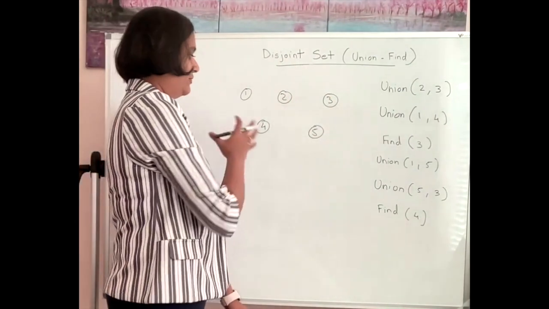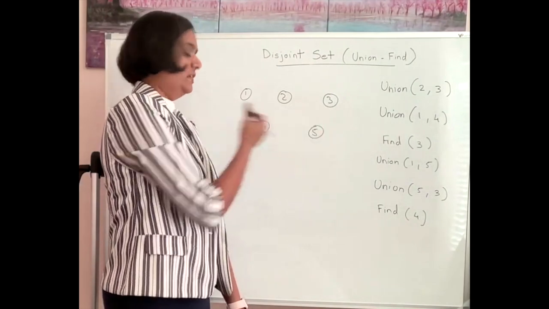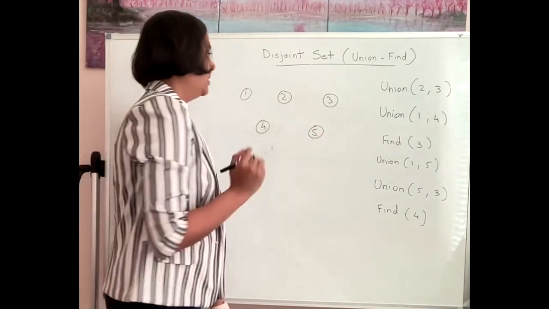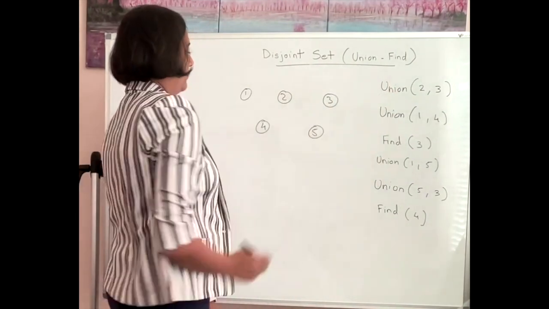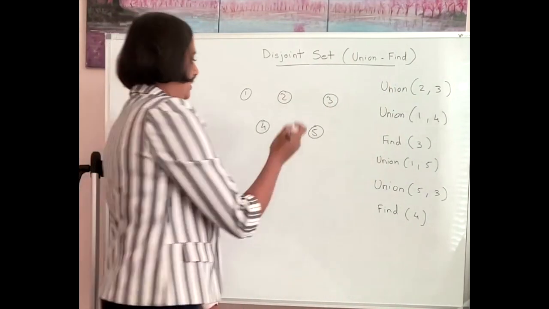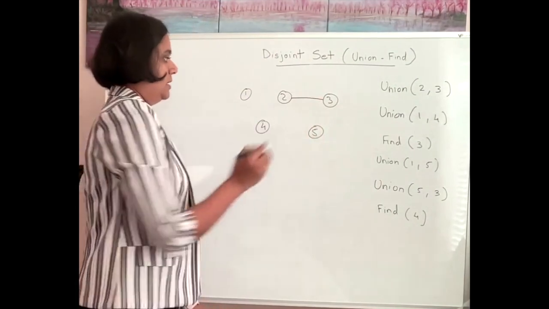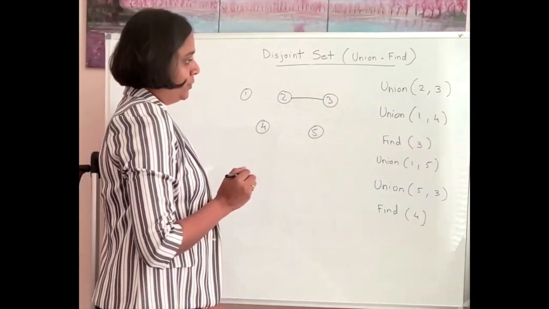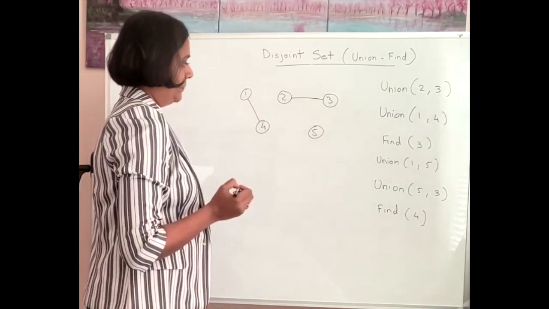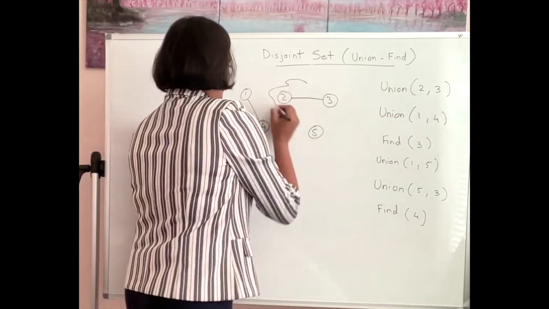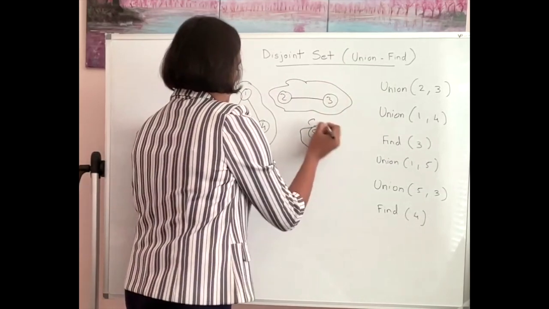Let's say we have 5 different elements, with each being a disjoint set by itself with a single element in it. Now, if we want to perform a range of operations on that, so here, if we want to perform union of 2 and 3, that would combine these two sets into a single set. If we want to perform union of 1 and 4, that would do the same to 1 and 4. Now we have 3 different sets in total.